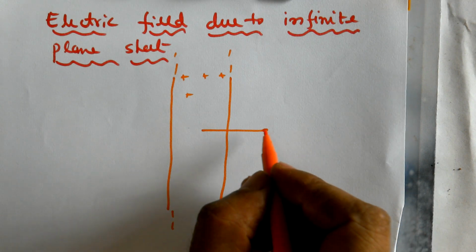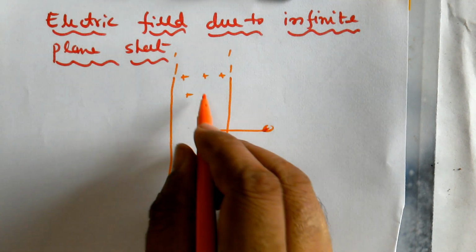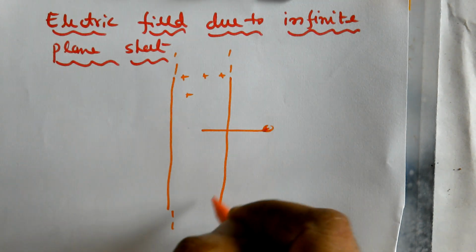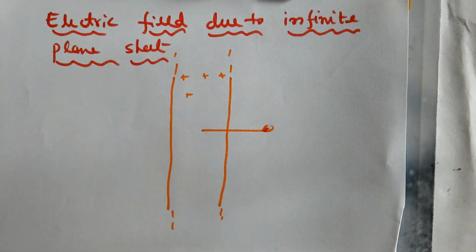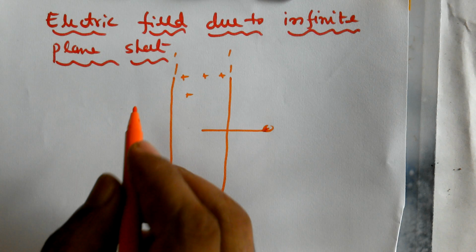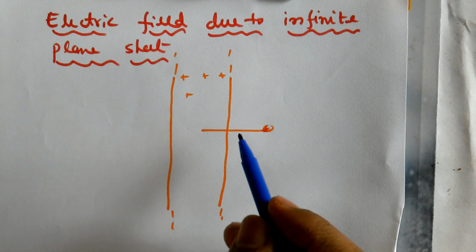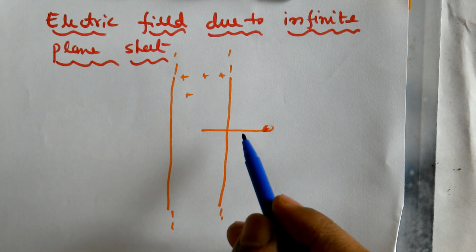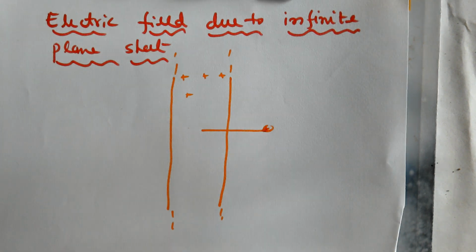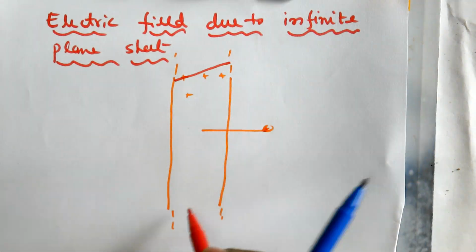A test charge placed here will be repelled by all the charges from all directions. In order to find it out, of course, you have to take the help of Gauss law. You have to enclose it inside a Gaussian surface. Which is the suitable Gaussian surface? Is it a sphere? Is it a cylinder? This is a very long charged sheet.